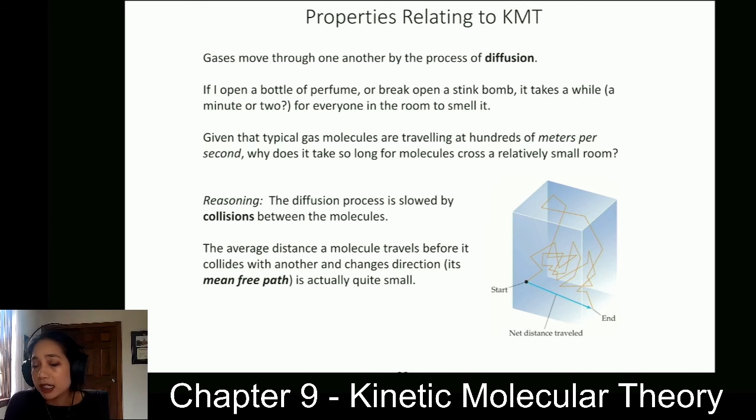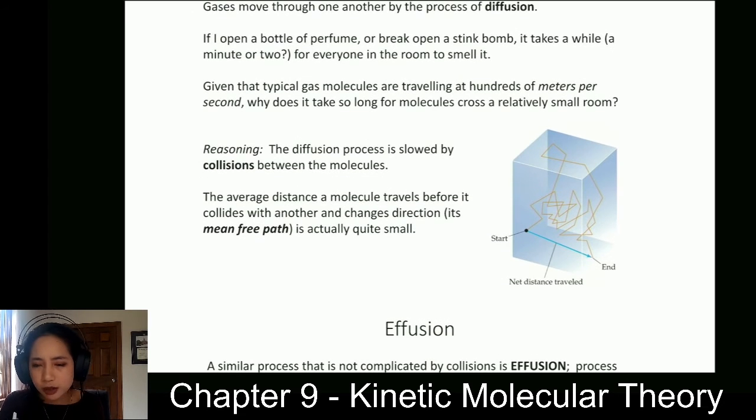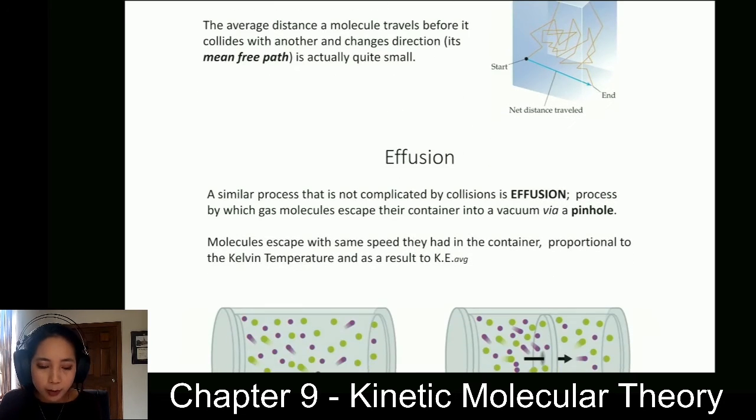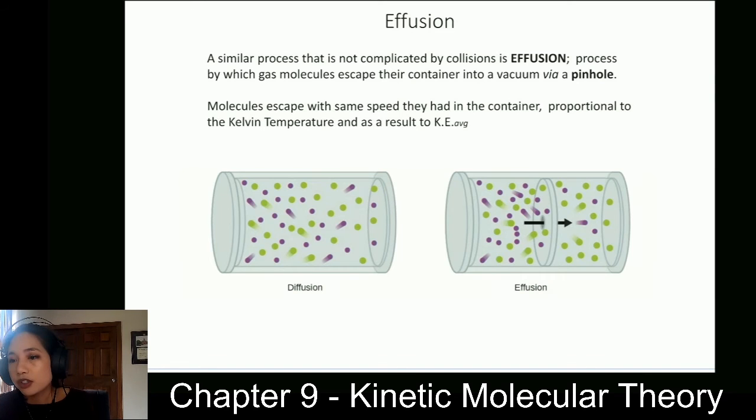The average distance a molecule travels before it collides with another molecule and changes directions is really, really small. These molecules are constantly moving and constantly hitting other molecules. And so this brings us to something that we can actually measure. It's difficult to measure diffusion, but we can measure effusion. Effusion is a similar process, and it's not as complicated by collisions with other molecules. Effusion is a process in which a gas molecule escapes its container to another container via a pinhole. The rate of effusion is something we can actually measure.